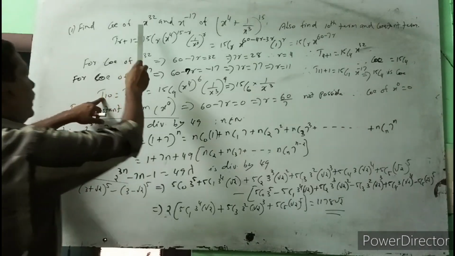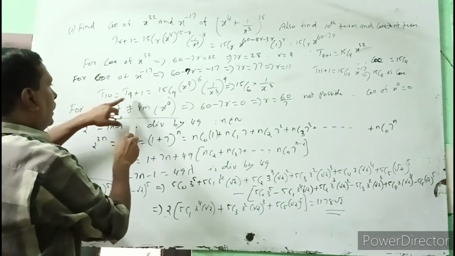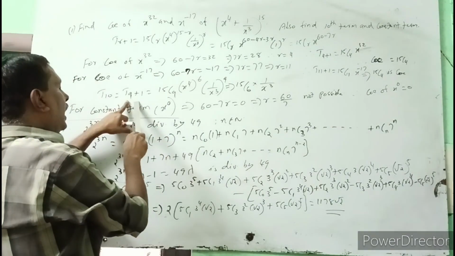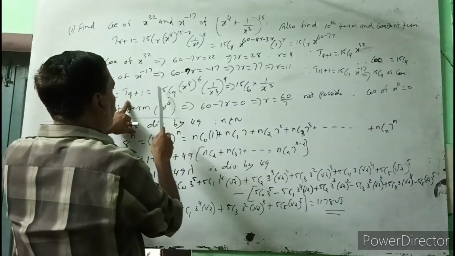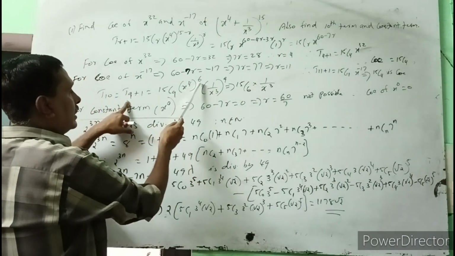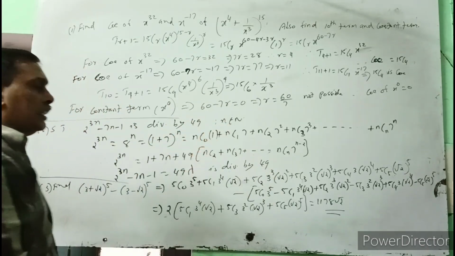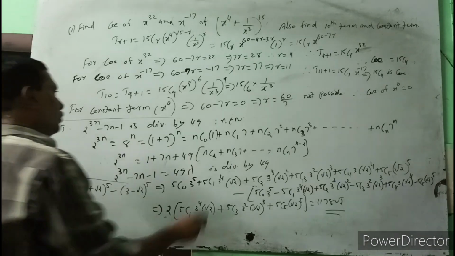If I want the 10th term directly from here, I will write t9 plus 1. So 15c9 into first term raised to 15 minus 9, that is 6, into second term raised to 9. Simplifying, you will get this much, 15c6 into 1 upon x cube.